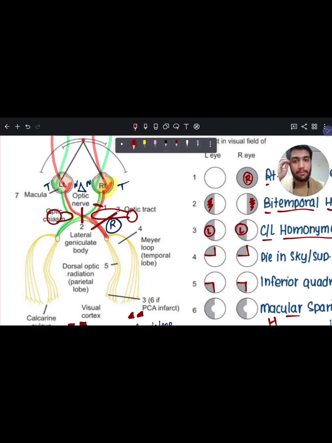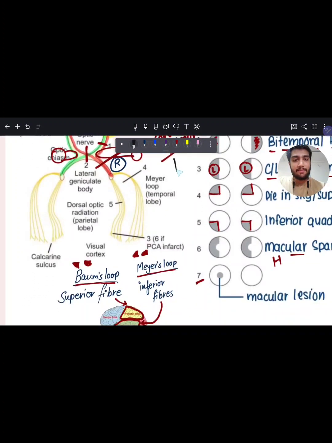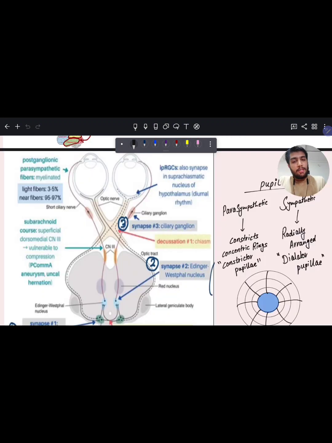So in case of bilateral carotid artery tumor, we are gonna have a finding which is known as binasal hemianopia. So with this, let's proceed to our second topic of the day, which is the pupillary light reflex pathway.